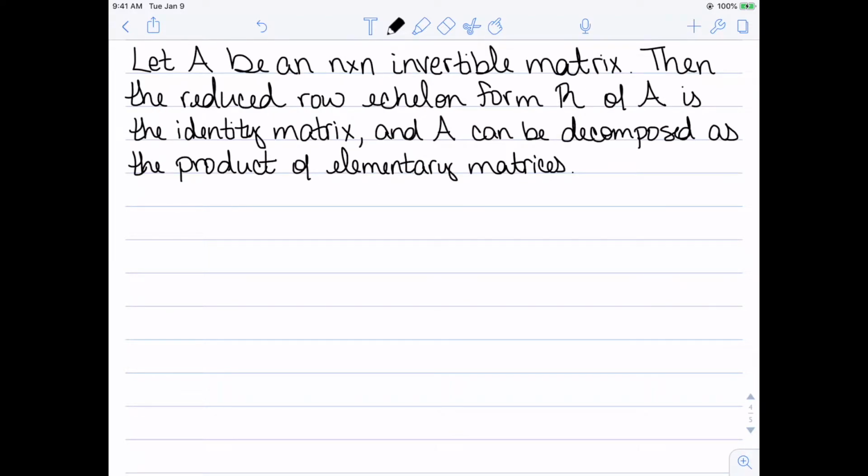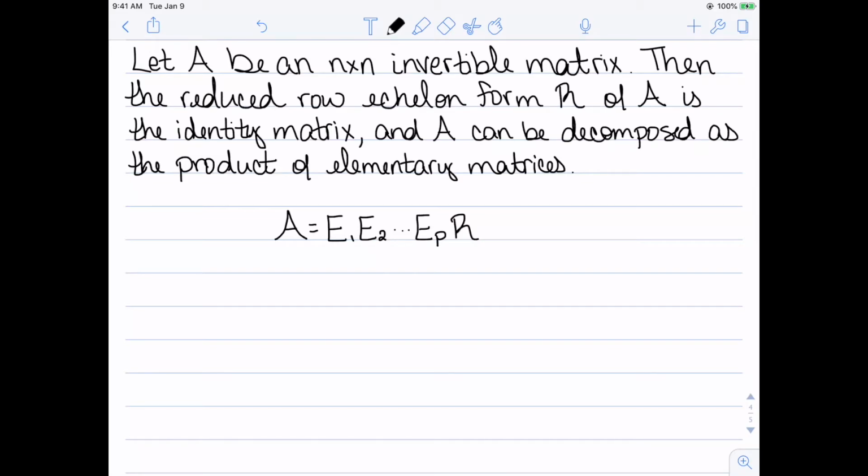Our next result says that if we have an n by n invertible matrix A, then the reduced row echelon form R of A is the identity matrix, and A can be decomposed as the product of elementary matrices. The fact that the reduced row echelon form is the identity matrix is something that I will prove in a later video, but for now I'm going to talk about the second part of this, that A can be decomposed as a product of elementary matrices.